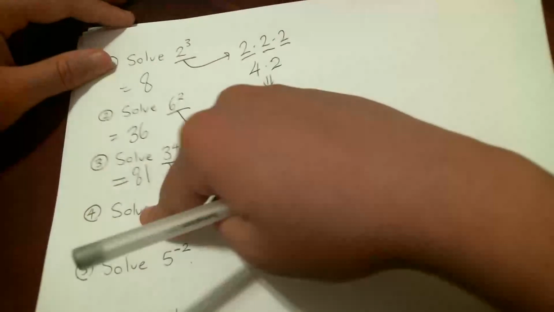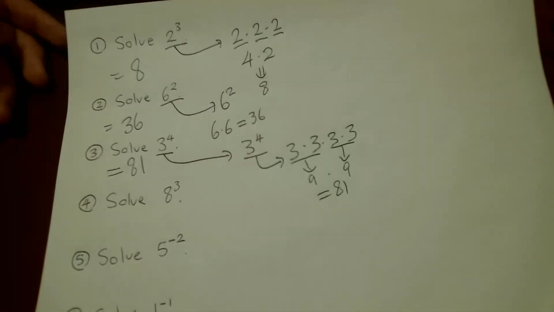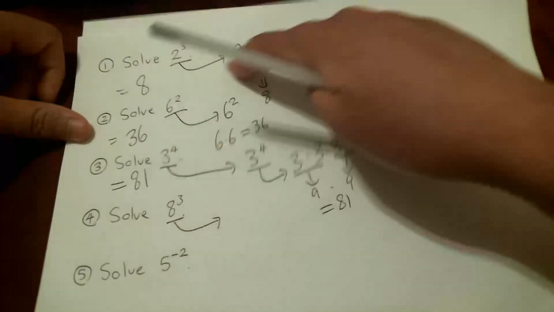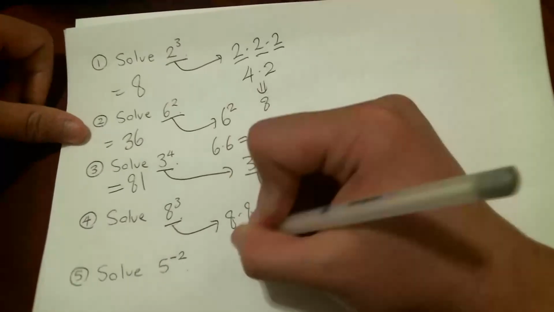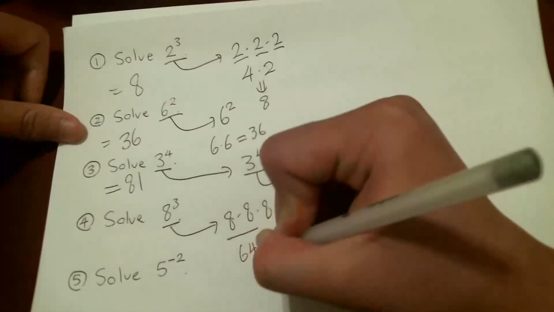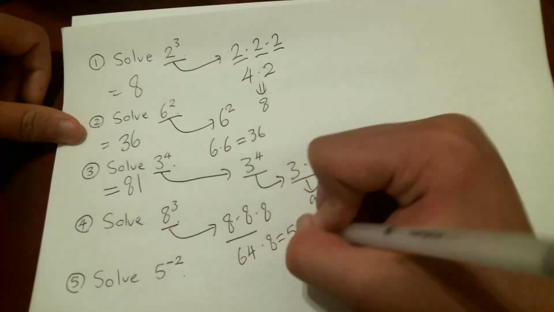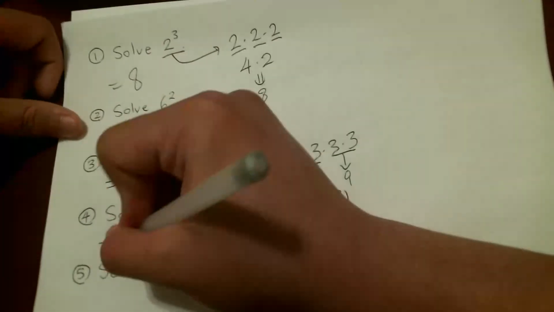Alright, let's solve the fourth one, which asks to evaluate 8 to the power 3. So 8 to the power 3 is the same as these ones up here. So it's 8 times 8 times 8. 8 times 8 equals 64. And 64 times 8 equals 512. So that would be the answer for this one.